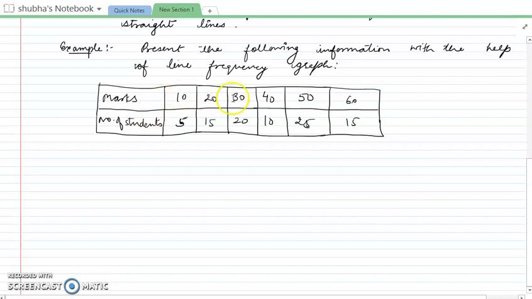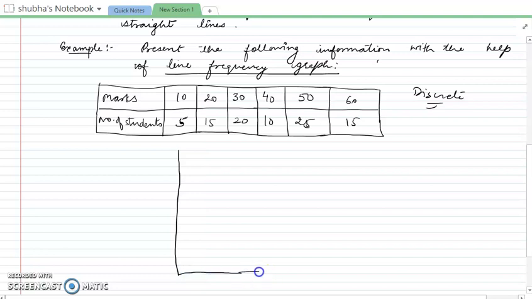So marks are given: 10, 20, 30, 40, 50, 60. These are not class intervals. These are exact limits, given with the frequencies. So this is a discrete series, and to plot a discrete series we need a line frequency graph. The number of students is given as 5, 15, 20, 10, 25, 15. Now how do we plot it on the graph? Let us take a graph paper. The graphical presentation you always have to make on graph paper. You have to buy a graph paper and fix it in your register along with the questions, so that you don't need a separate notebook for it.